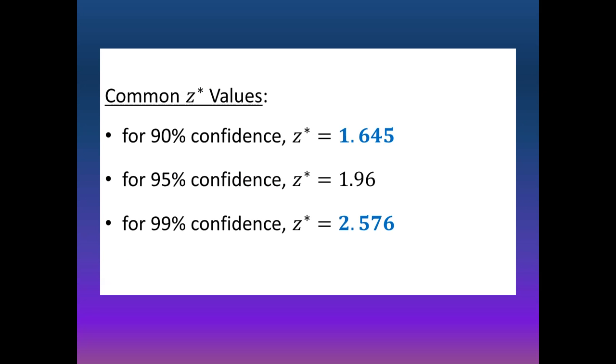Here are the common z star values. We've already established that for 95% confidence, it's 1.96. For 90% confidence, if you do the same procedure except that you put a 0.9 in the middle instead of 0.95, you'll get 1.645. And then for 99% confidence, you'll get 2.576. On the homework, make sure you use 2.576, not 2.575.